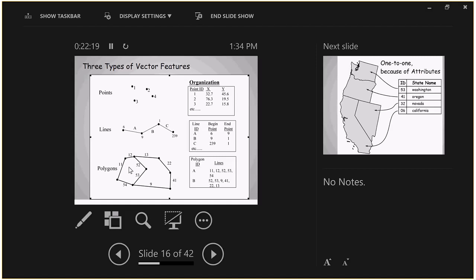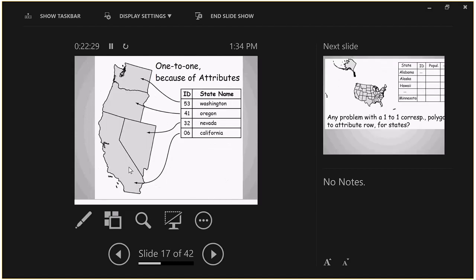So I said with vector features we get points, lines, and polygons. Now, when we say polygons or points or lines, every feature inside of GIS, when we open up an attribute table like this, we see that there's a one-to-one relationship between the features and the attributes. So you might say, well, California, for example, is California a single polygon?